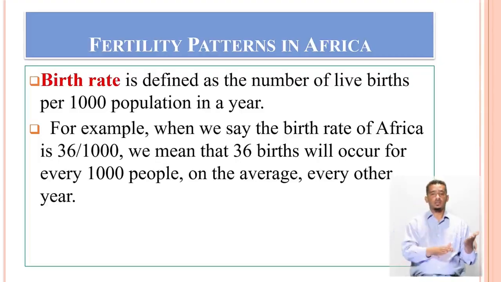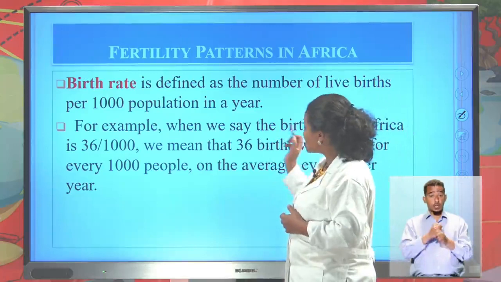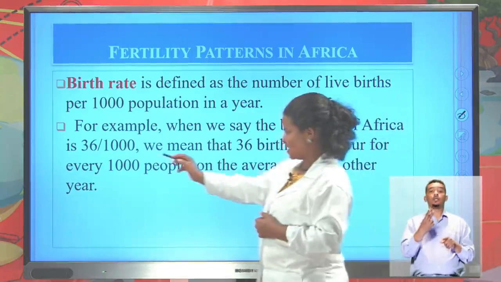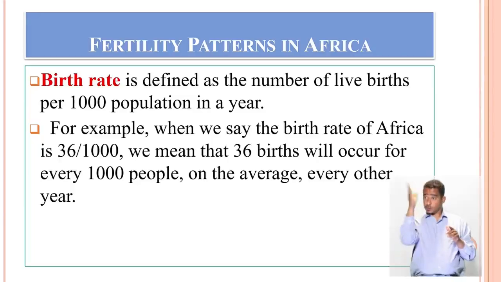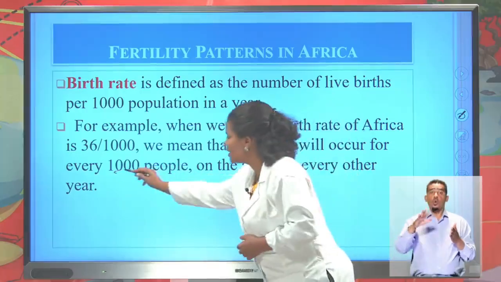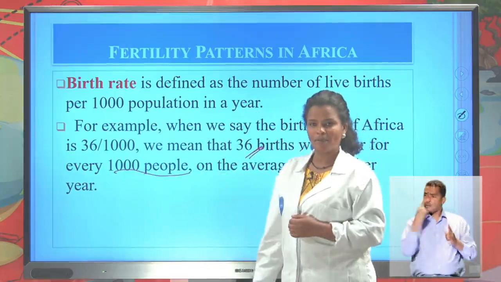Birth rate is defined as the number of live births per 1,000 population in a year. For example, when we say the birth rate of Africa is 36 per 1,000, we mean that 36 births will occur for every 1,000 people.